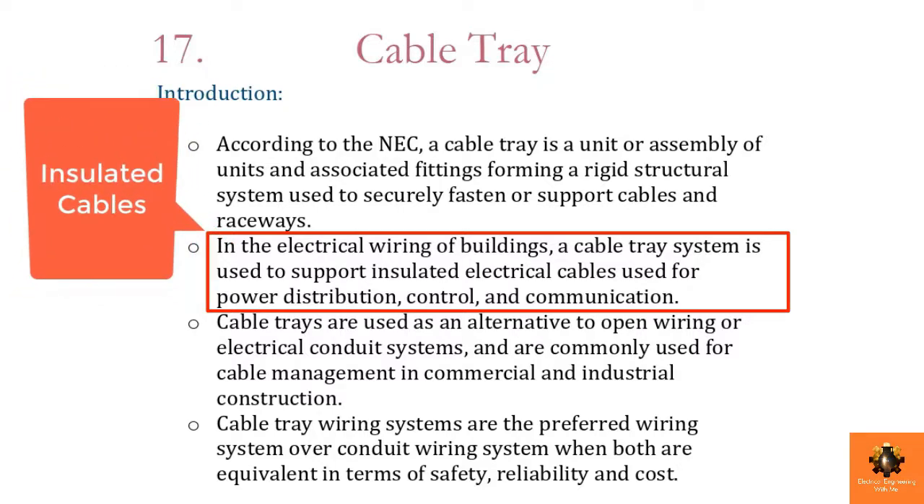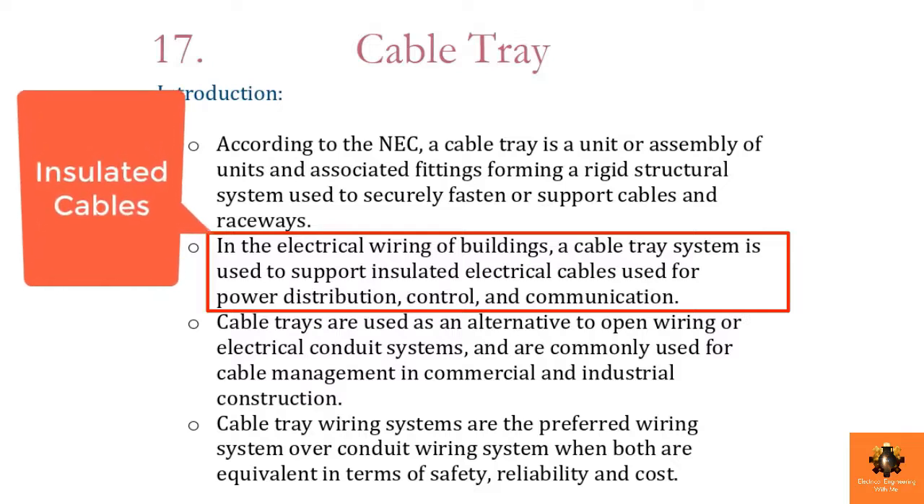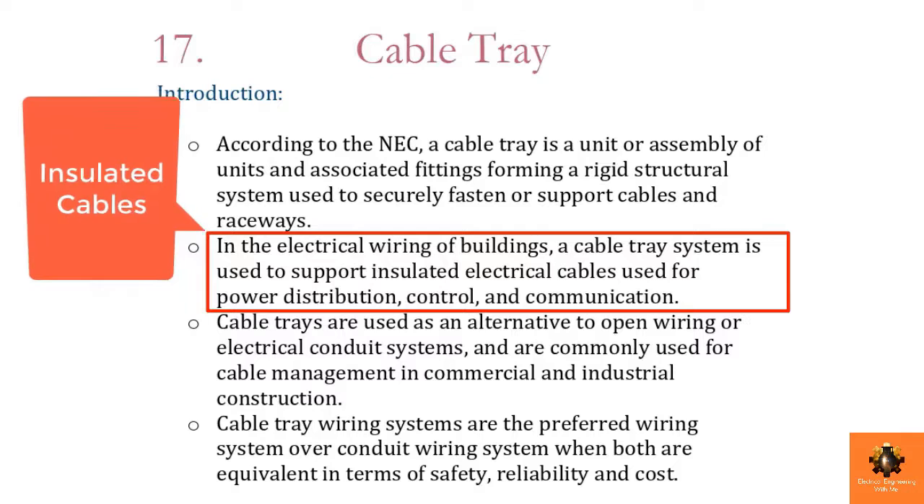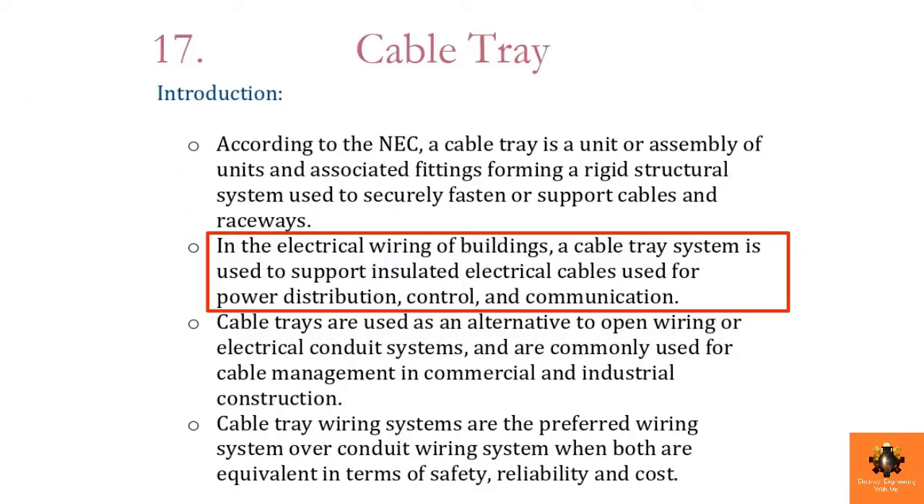Note this point here. We use cable tray only for insulated cables. We cannot use uninsulated cables here. It is used for power distribution cables, control system cables and communication cables. But generally with respect to control and communication, we don't go with the cable tray. We go with trunks. But sometimes we go with cable tray also. We should use a separate cable tray for power cables and a separate one for control and communication cables. Otherwise, an interference problem will occur.